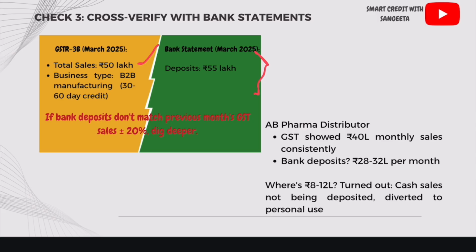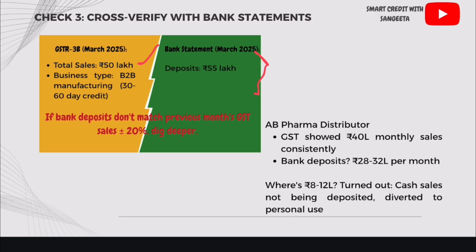Now what to expect? Let's say March sales are 50 lakh, this won't hit the bank in March, right? If he has sold to other businesses, usually the sales are on a credit basis. So February sales of 48 lakh should hit the bank in March, right? Now if the bank deposit does not match the previous month's GST sales, and if there is a variation of more than 20%, whether increase or decrease, then you need to look more, right? And just remember, let's take a case of AB Pharma distributor.